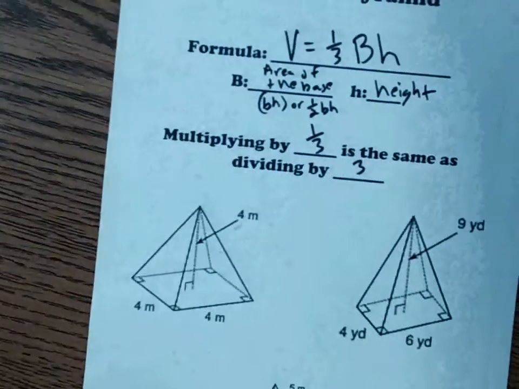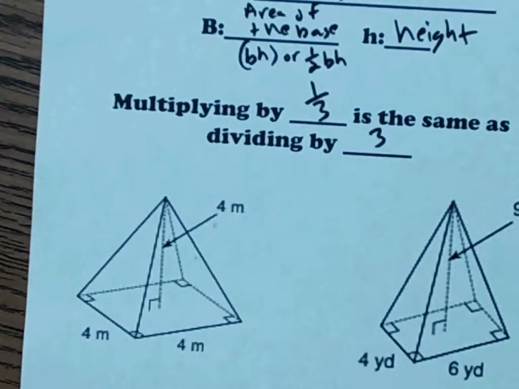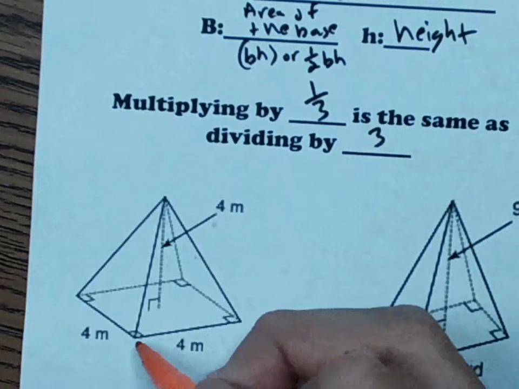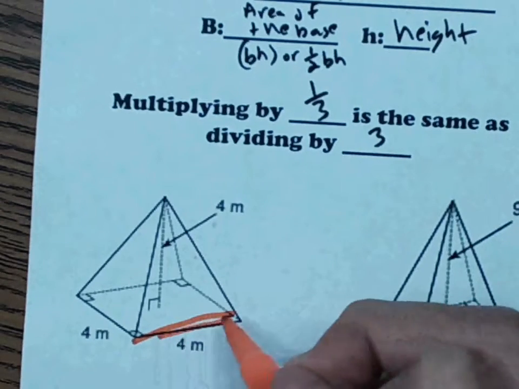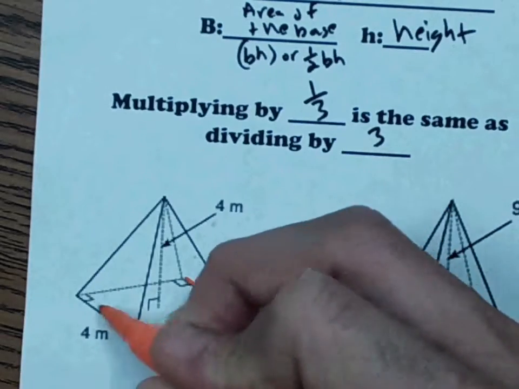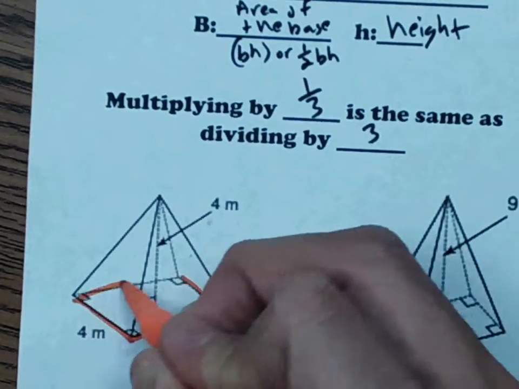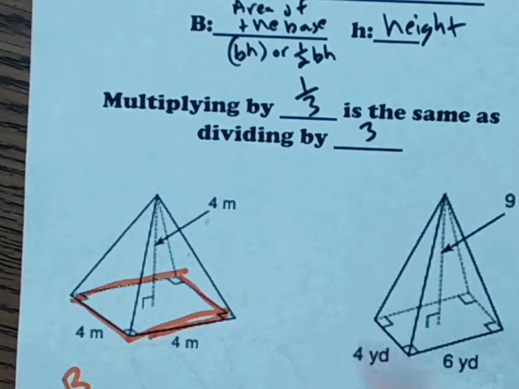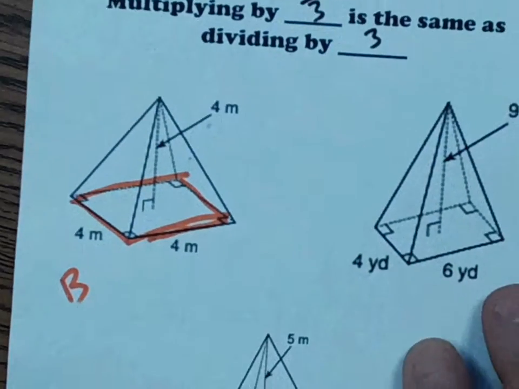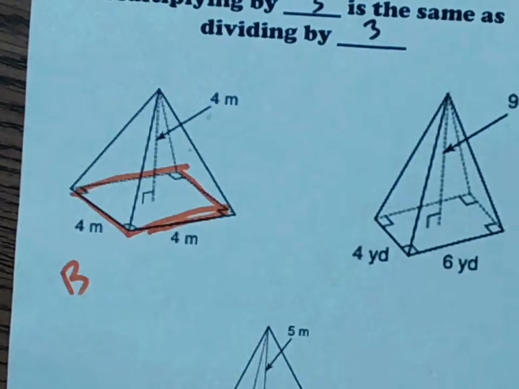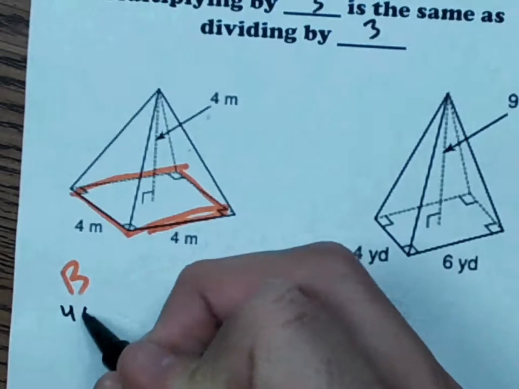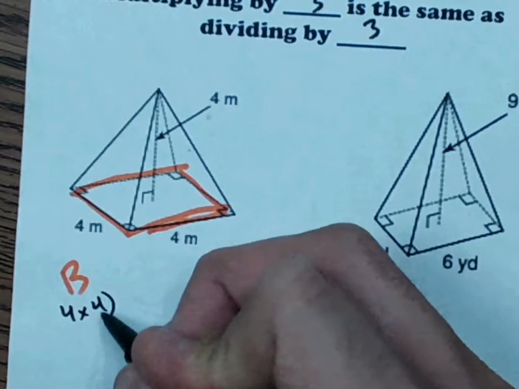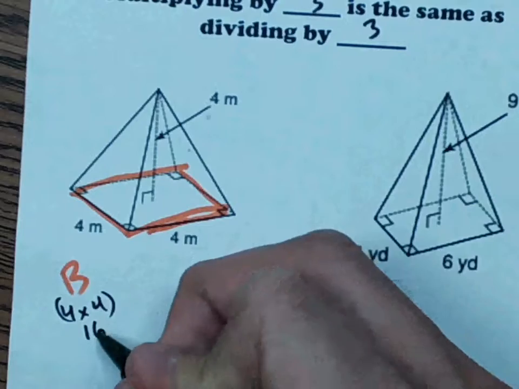What I want you to do with your orange highlighter, let's outline the base of this pyramid. So I'm going to outline the bottom of this pyramid. Doesn't have to be perfect. That's going to get my B. That's going to get the area of this base. So I've got a 4x4 square. Well, it's going to be 4 times 4. That comes out to 16.